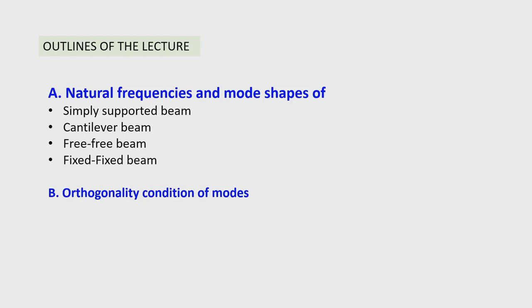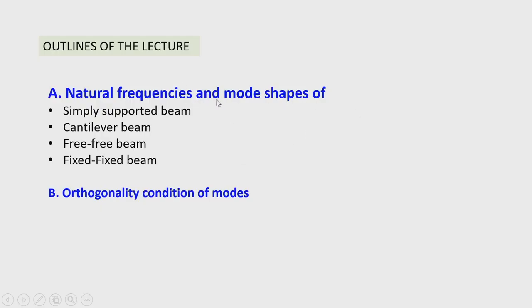Then the free-free beam, where both the ends are free. That type of beam exhibits a very interesting solution that gives you some rigid body modes. Two rigid body modes are possible there, as well as the elastic modes. That will be revealed in my discussion. And then I will discuss the fixed-fixed beam, where both ends are clamped.